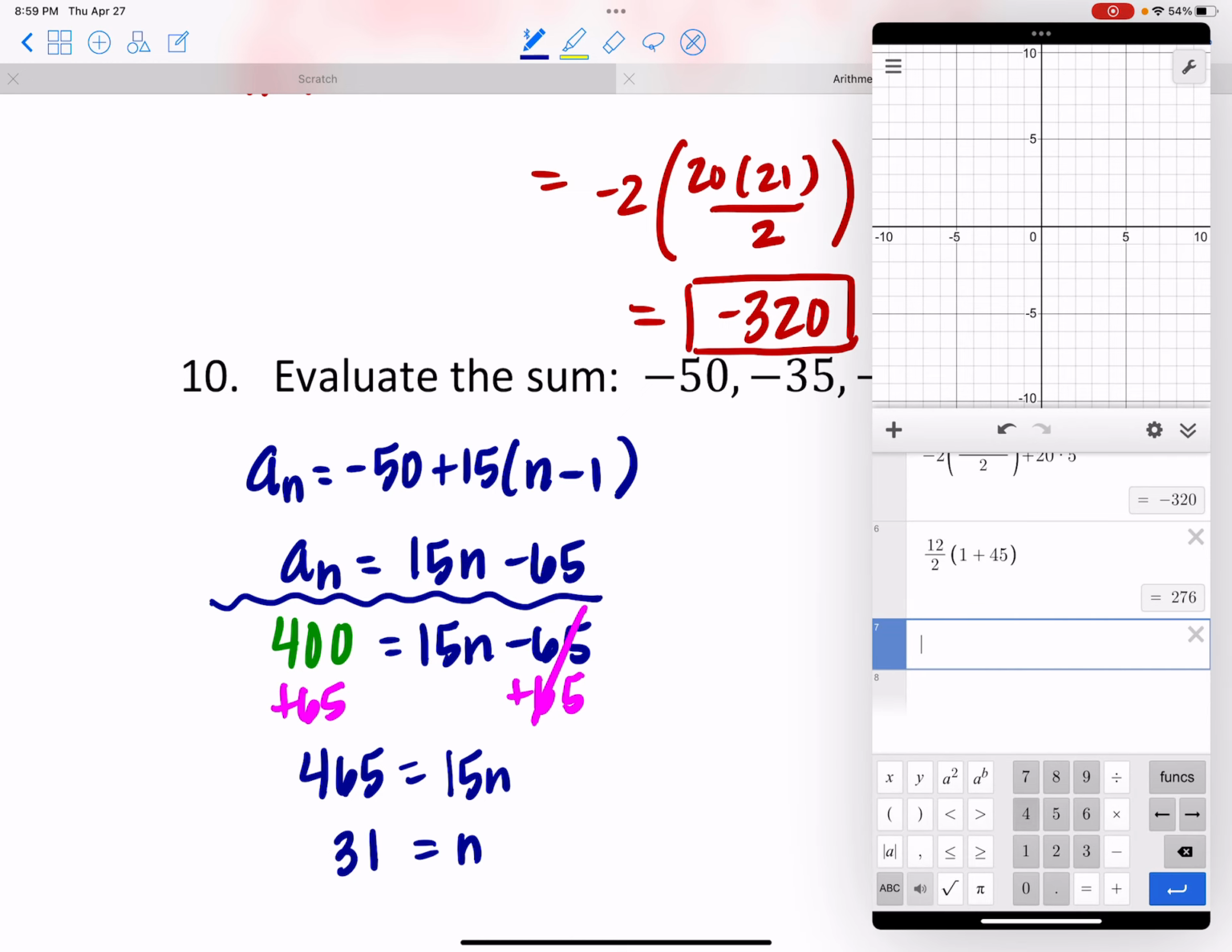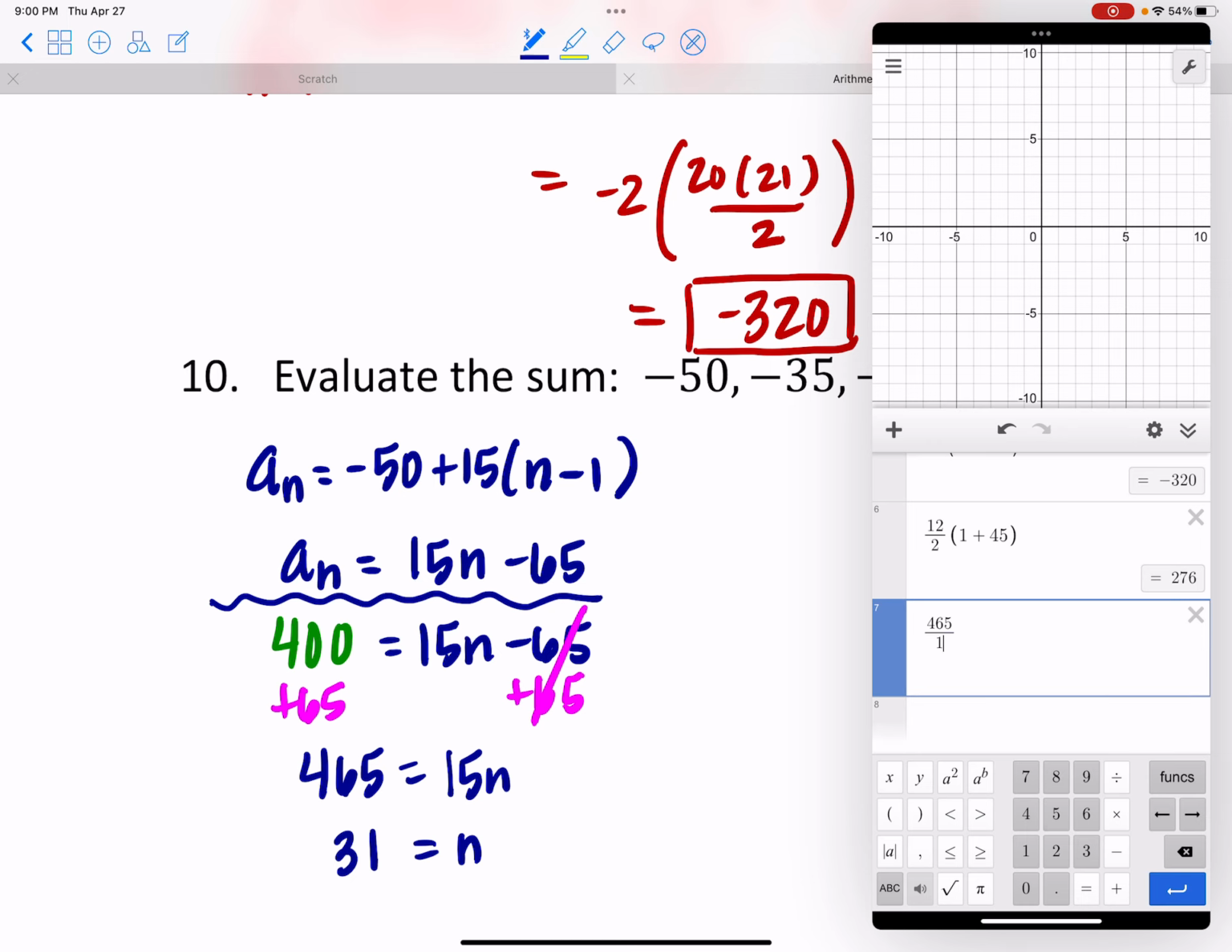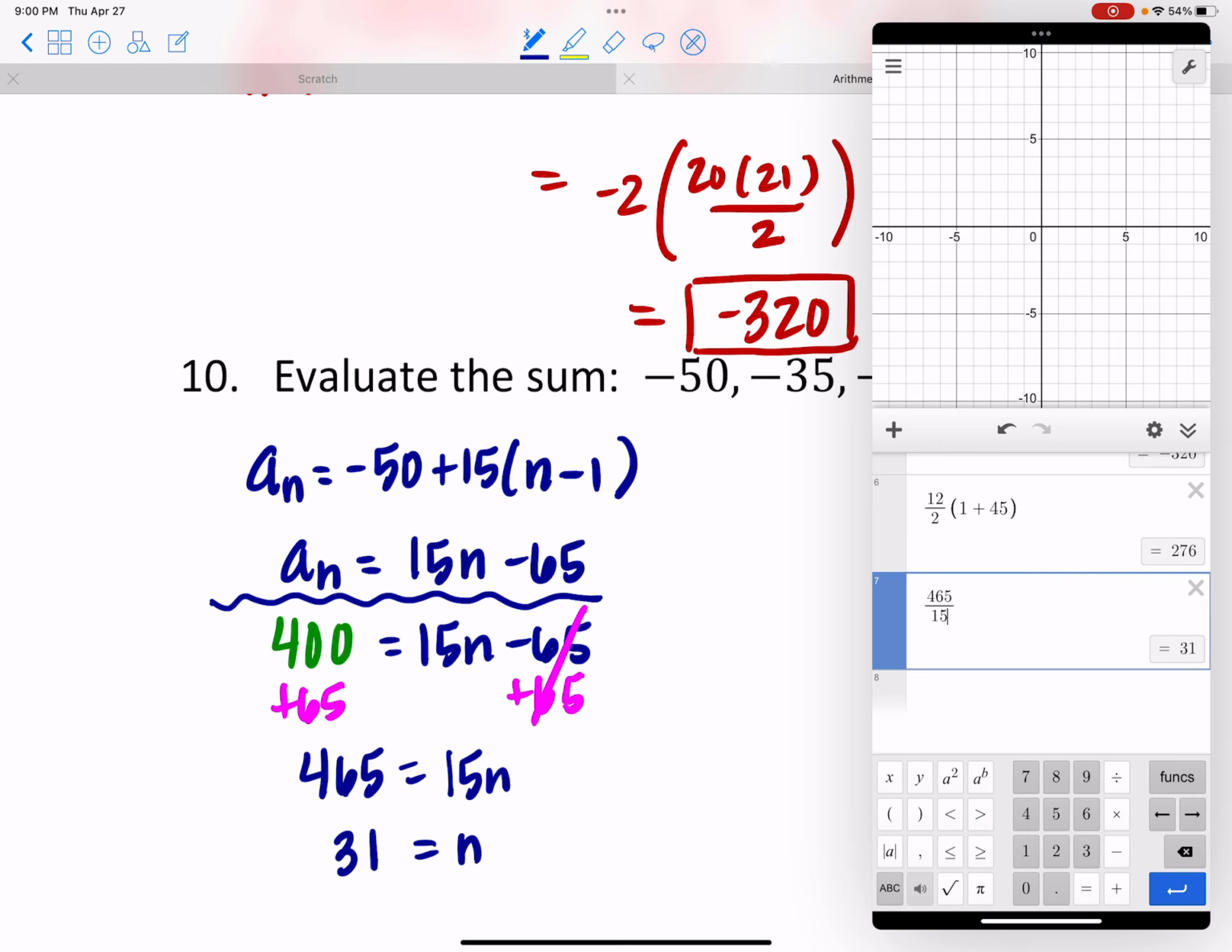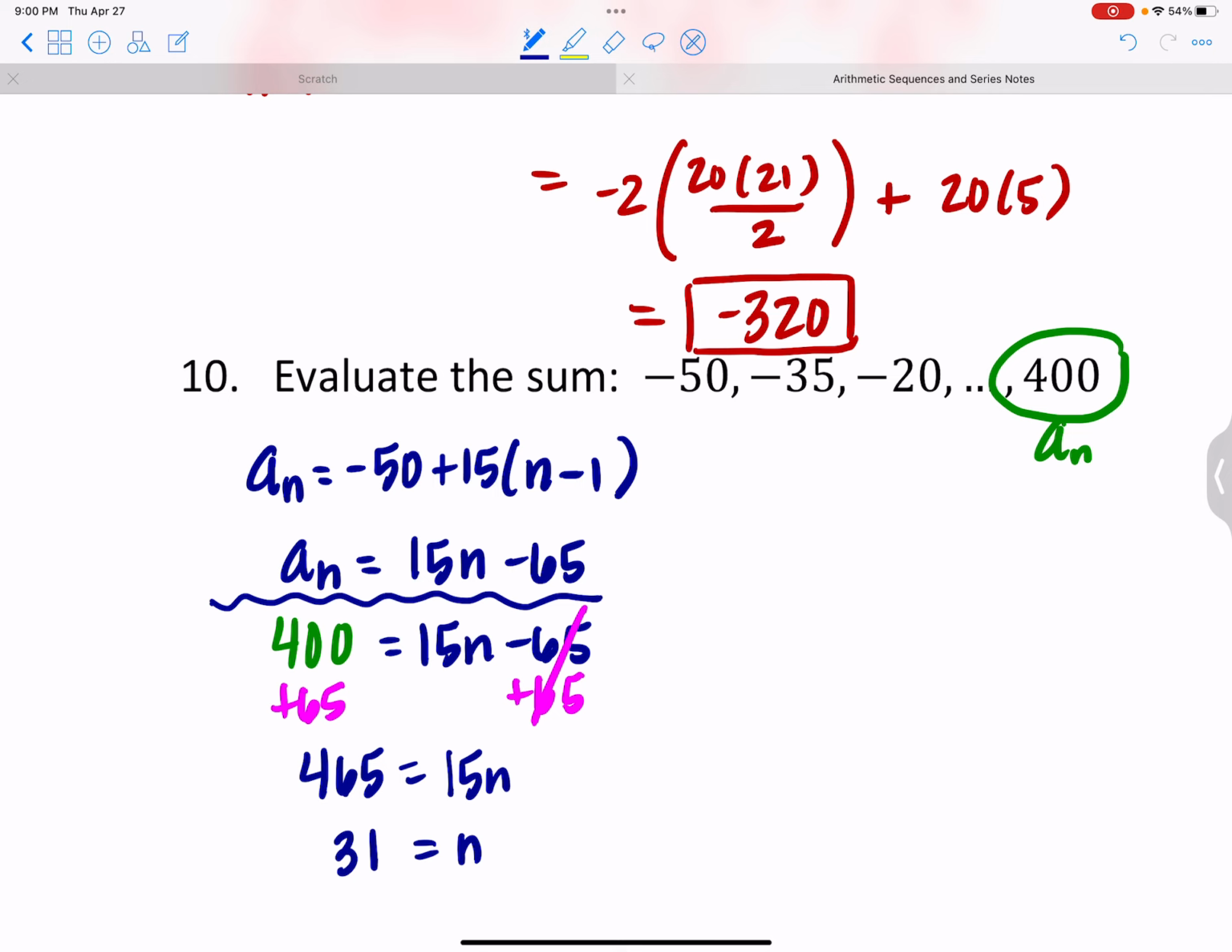Just let me use my little pacifier here. My crush, 31. There it is. So now I know there's 31 terms on this list. And now I have options. If I want to use my summation notation, I can. I have my explicit formula. I know how many terms I have, so I can rewrite it and evaluate that way.